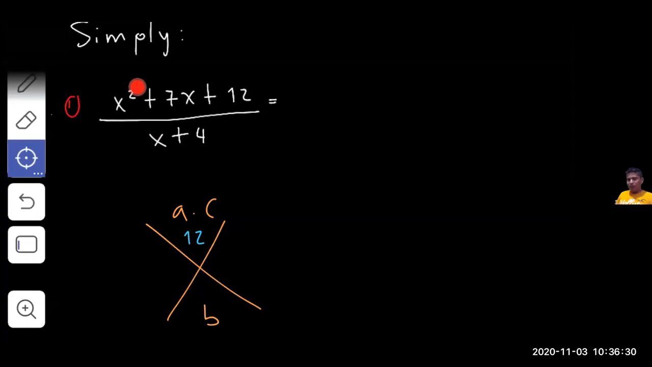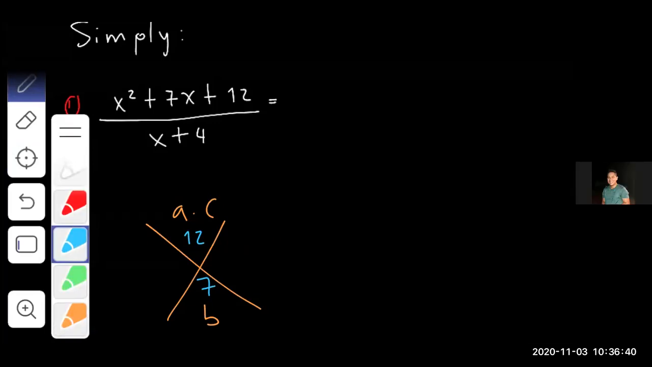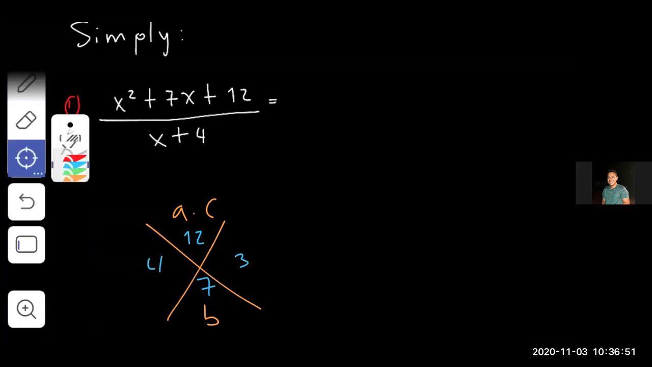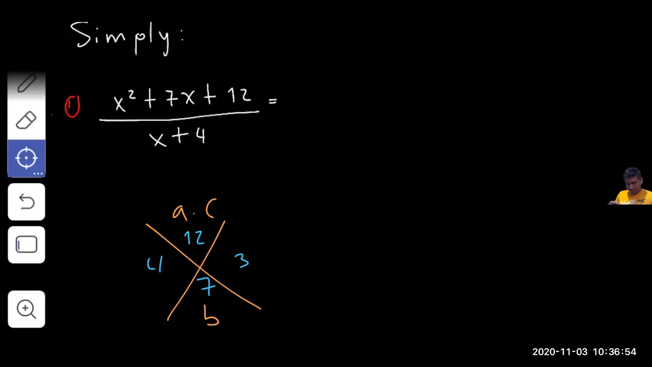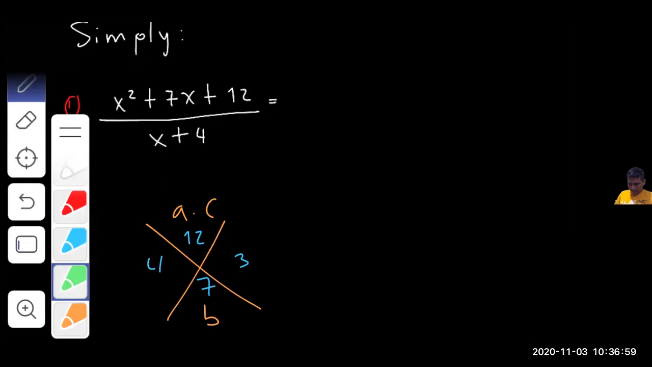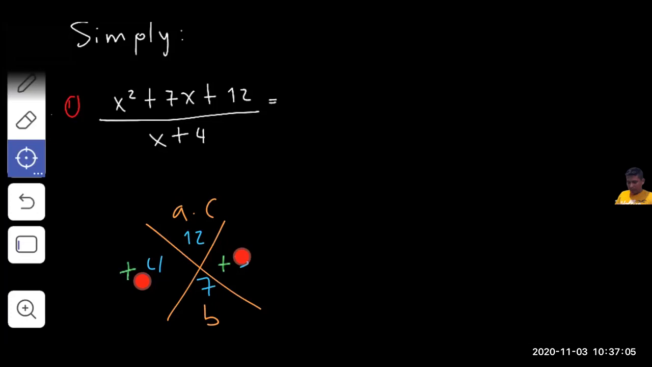Okay, two numbers that you can multiply and get 12. I need the two numbers 4 and 3. Okay, 4 and 3, that could work. Using 4 and 3, is it possible to get 7? Yes, right? How? By adding both of them. Positive 4 and positive 3 is positive 7. Excellent. This is how I can factor this out.